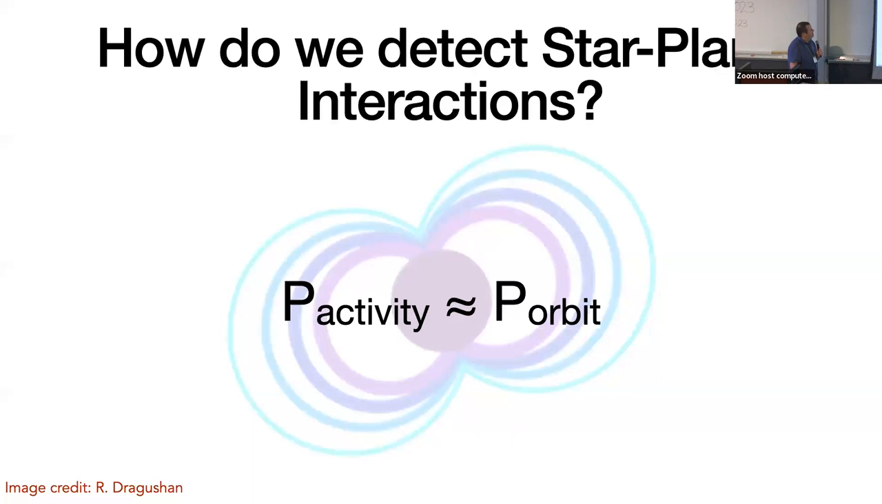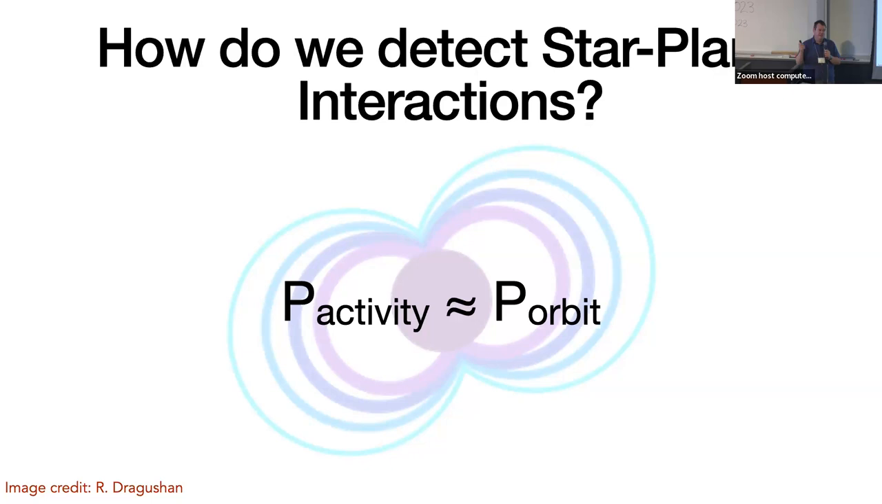So how do we actually go about detecting SPI? Well, it's pretty simple. We look essentially for enhanced activity of some form that phases with the orbital period of a planet. The very early searches for star-planet interactions that I'll cover looked at enhanced chromospheric activity. If your enhanced chromospheric activity phases with the rotation period of the star, you would say, well, that's a star spot, and you'd move on with your day.